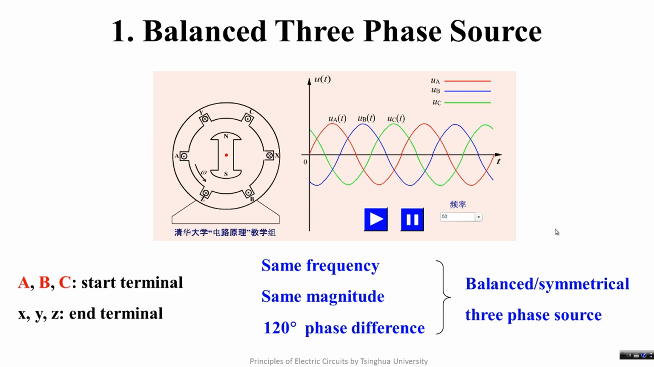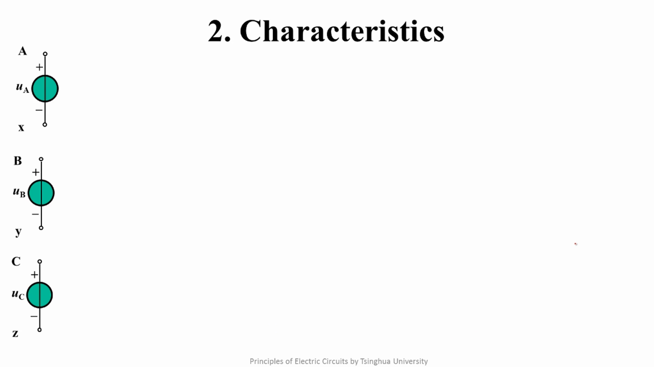From the flash, we can find that the three-phase generator can generate 3 single-phase voltage sources with the same frequency, same magnitude, and 120 degrees phase difference from each other. The 3 single-phase voltage sources are called the balanced or symmetrical three-phase sources. Next, let's analyze the characteristics of the 3 sources. We suppose the initial angle of UA is 0.